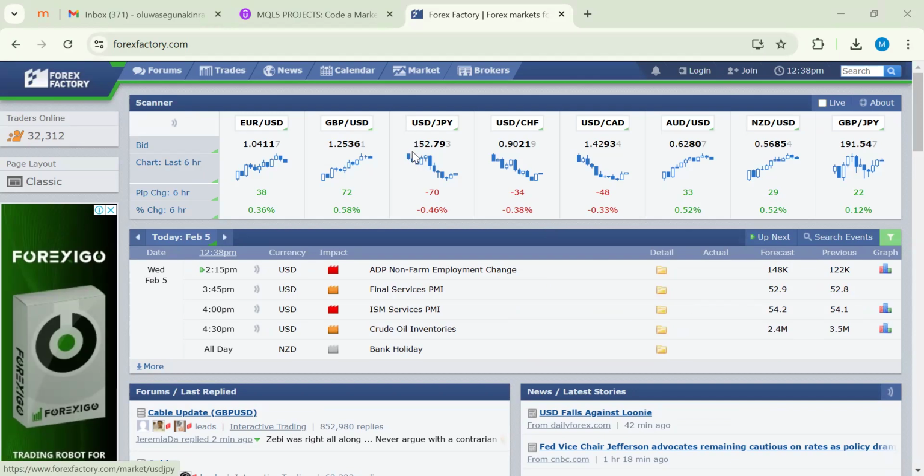Okay, so in looking at today, we have NFP today, ADP non-farm employment change, and also by 4 p.m. we are having ISM service PMI. So these are some of the high impact news that we are having today, right? ADP non-farm employment change, and also ISM service PMI.